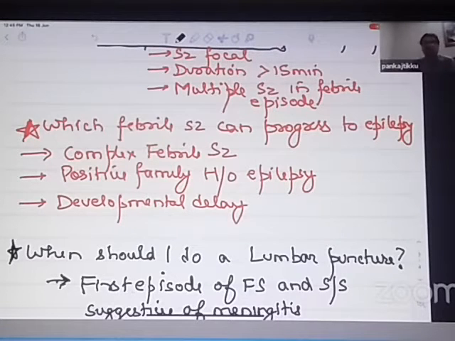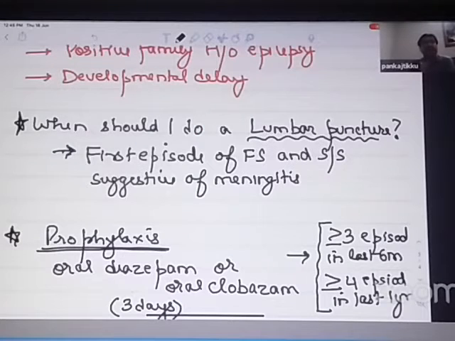Investigations routinely are not required in a febrile seizure except lumbar puncture, which may be indicated in the first episode of a febrile seizure when there are signs and symptoms which may suggest a meningitis. If there is a first episode of a febrile seizure and signs and symptoms on examination suggest the possibility of meningitis, do a lumbar puncture, take out CSF for examination, and then you can rule out a meningitis. Otherwise, no other investigations are required.